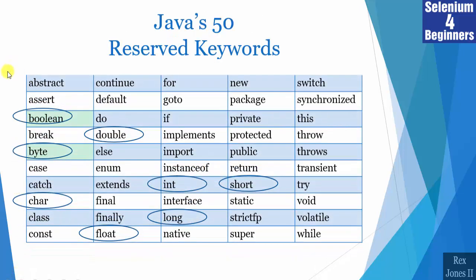Here's a list of the 50 reserved keywords in Java. Notice our 8 primitive data types are included in this list. They have a special use for defining our data. Boolean, byte, char, double, float, int, long, and short.